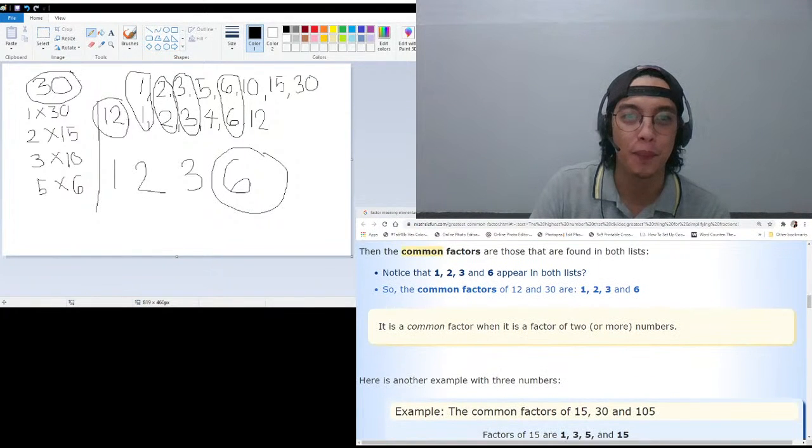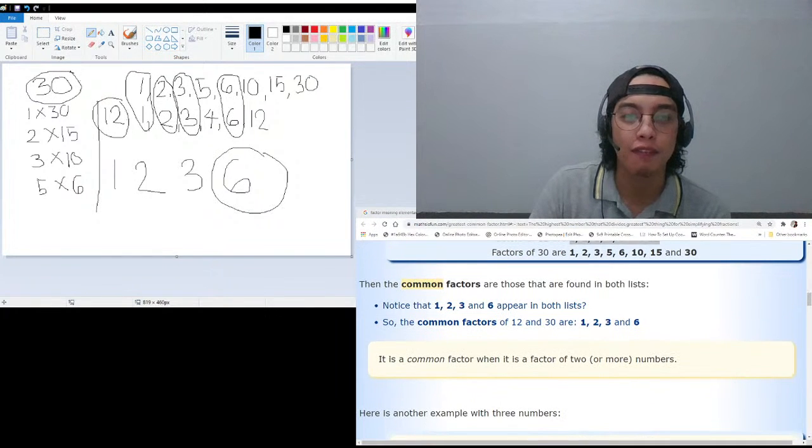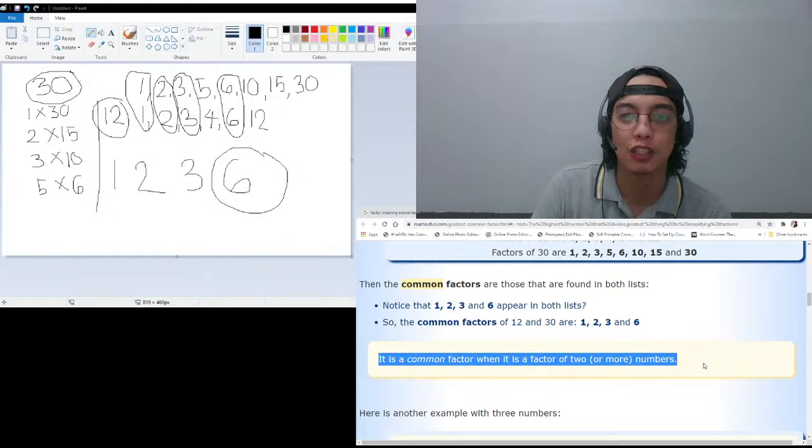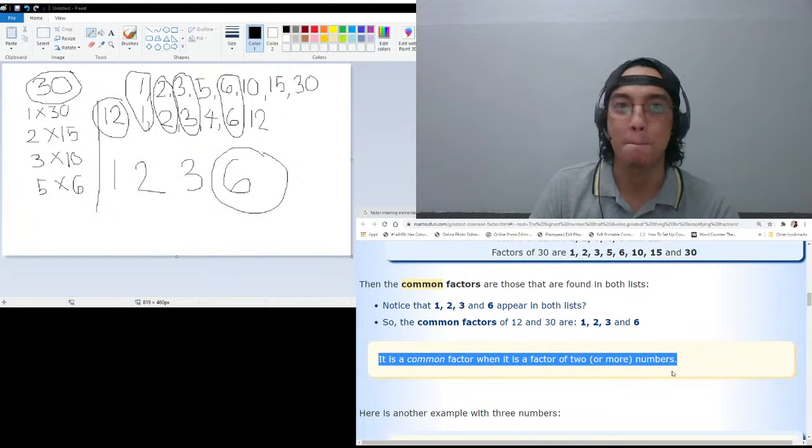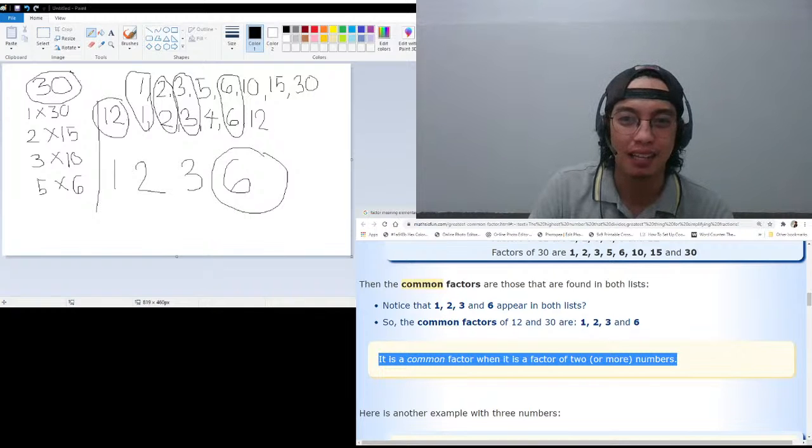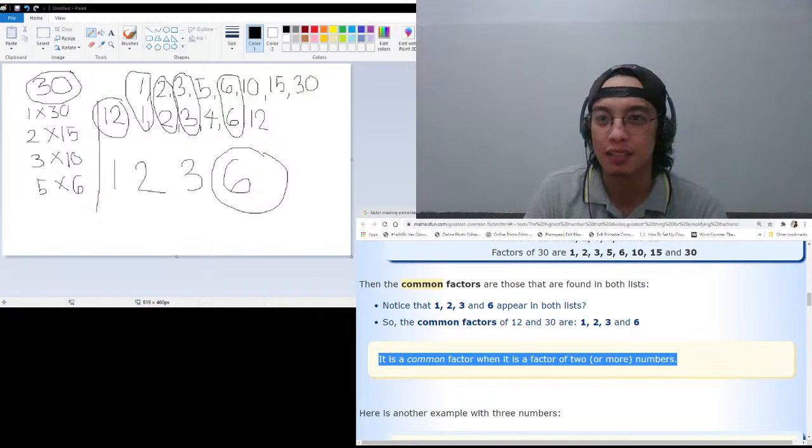Okay, so it is a common factor when it is a factor of 2 or more numbers. Okay, you get that? Kasabot na ta ato, mada pagkuha sa atong common factor.